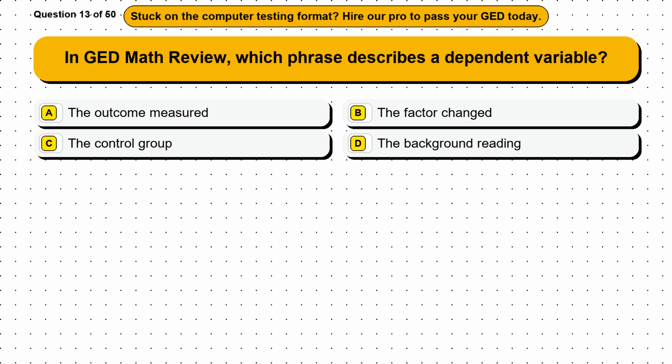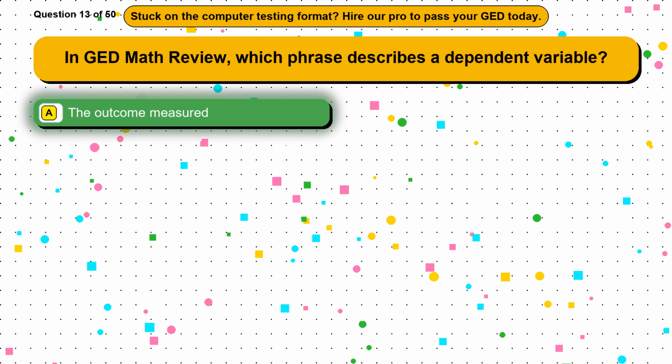Question 13. In GED Math review, which phrase describes a dependent variable? Option A, the outcome measured. Option B, the factor changed. Option C, the control group. Option D, the background reading. The correct answer is option A, the outcome measured.